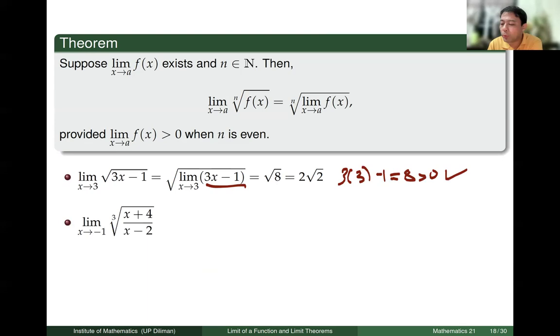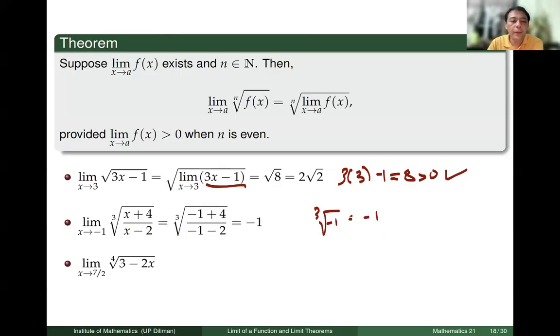How about this one? The limit of the cube root. So the limit of the cube root is the cube root of the limit of a rational function. So the numerator is a polynomial, the denominator is a polynomial. So what you can do is replace the x by -1, hoping that the denominator does not become 0. Okay? So just replace the x by -1. And the denominator is not 0. So it's just -3. So 3 over -3, the cube root of -1 is -1. Okay?